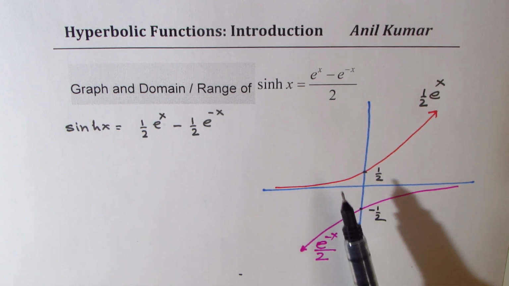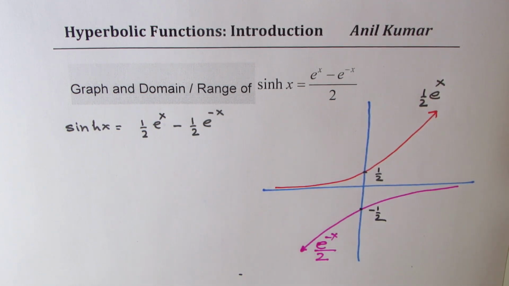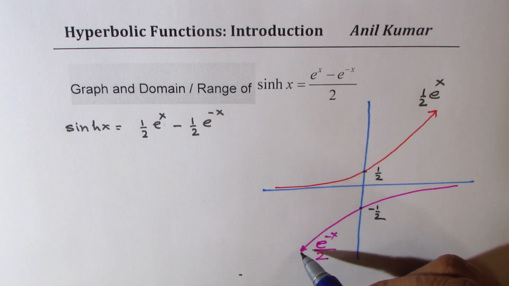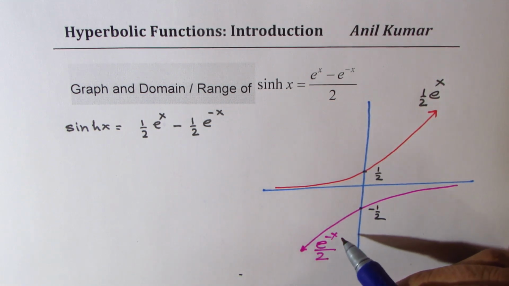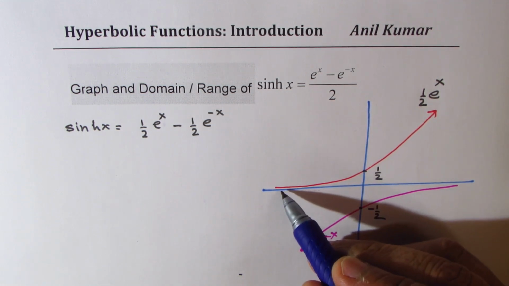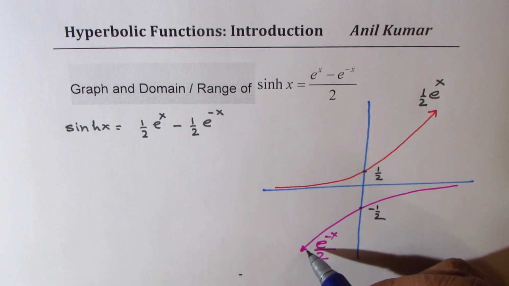So we have to combine these two graphs. Is it okay? If you combine these two graphs, you get the graph for sine hyperbolic x. Correct? So it is kind of like this. It approaches this part when x is large, because this is very small, 0, right? It will be almost the same as this, correct?